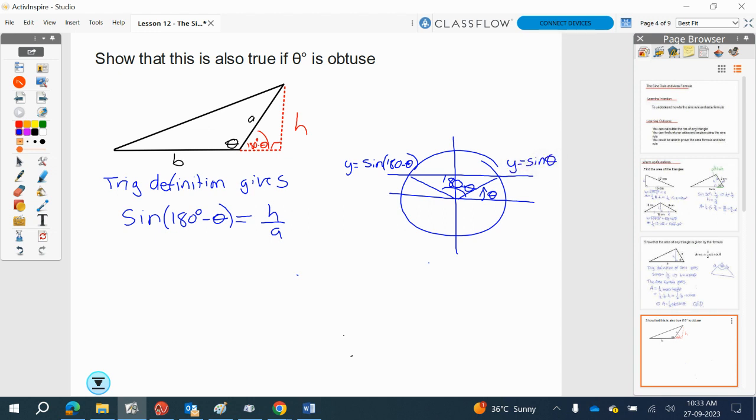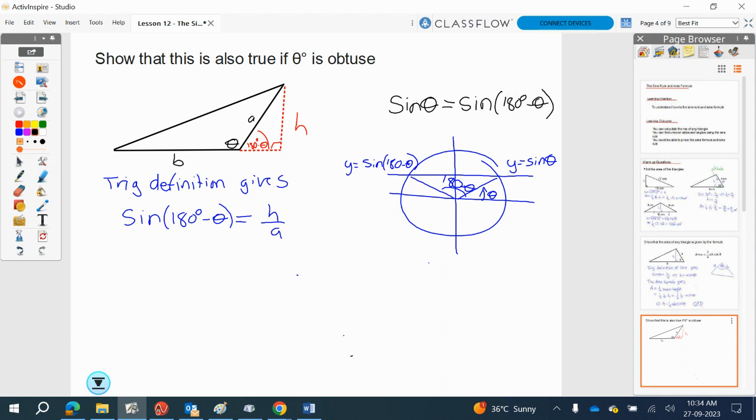And one of the formulas you're starting to see, and you will see it regularly, is this relationship with sides. This is a crucial formula. Sine theta equals sine 180 minus theta for all angles.